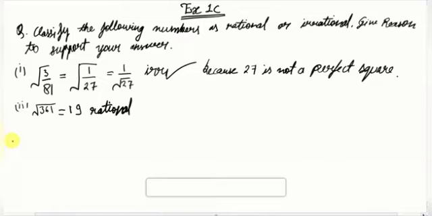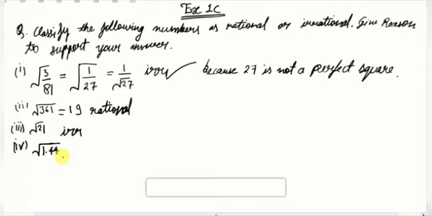Now let's see the third example. Root 21. Now again, 21 is a non-perfect square, so root 21 will be an irrational number.